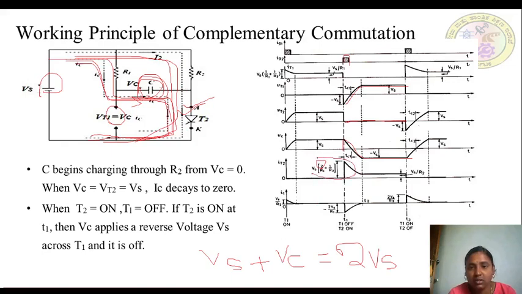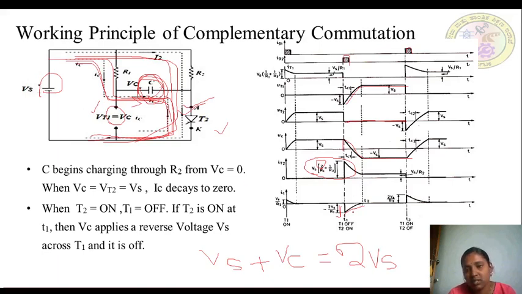So this is your current flowing through this SCR T2. This is the negative voltage because it is charging in the opposite direction. So this is the negative voltage, minus 2 Vs by R1. It is flowing here in this direction. So this state continues until T1 is turned on again. Once T1 is turned on, T2 is automatically going to turn off by this reverse voltage that is there in the capacitor.